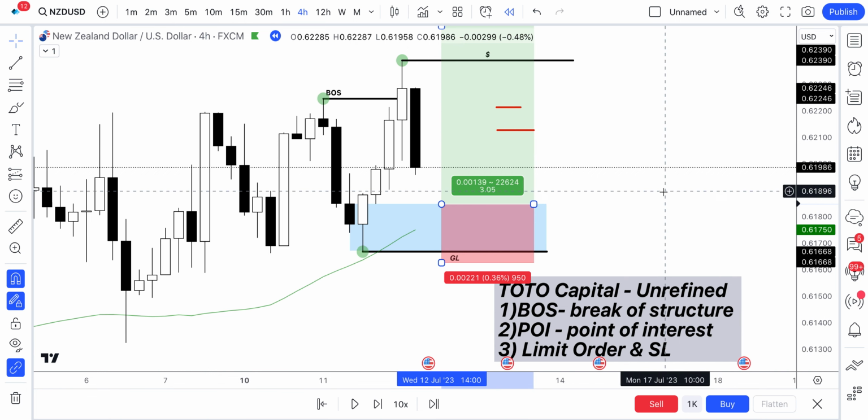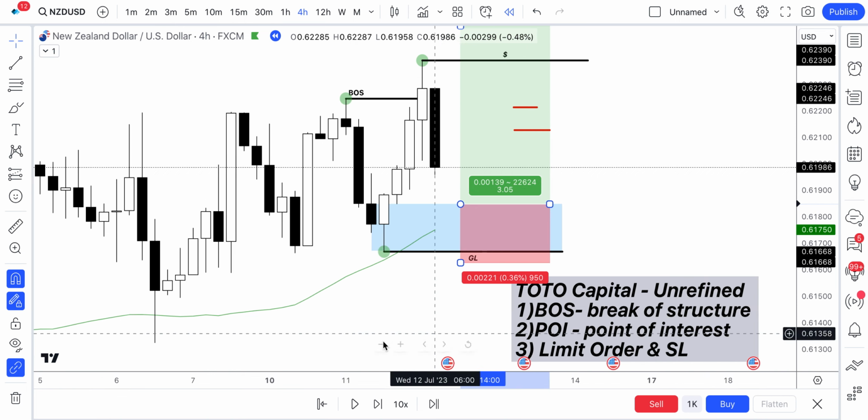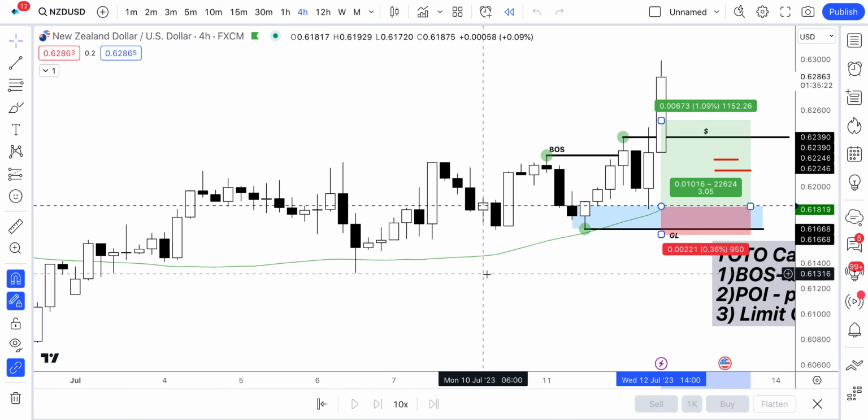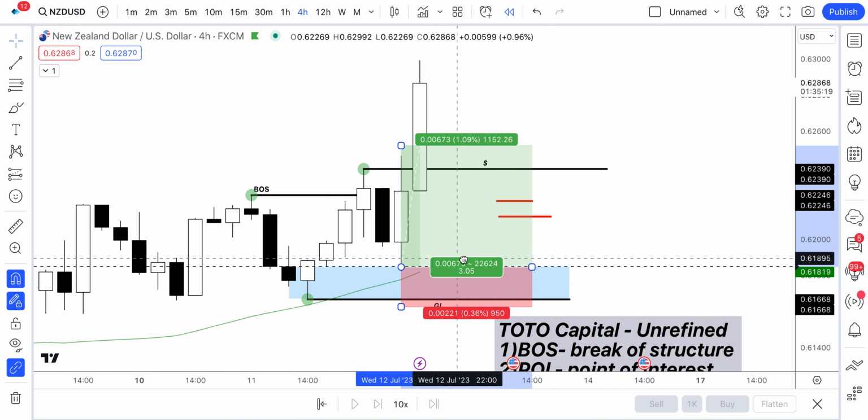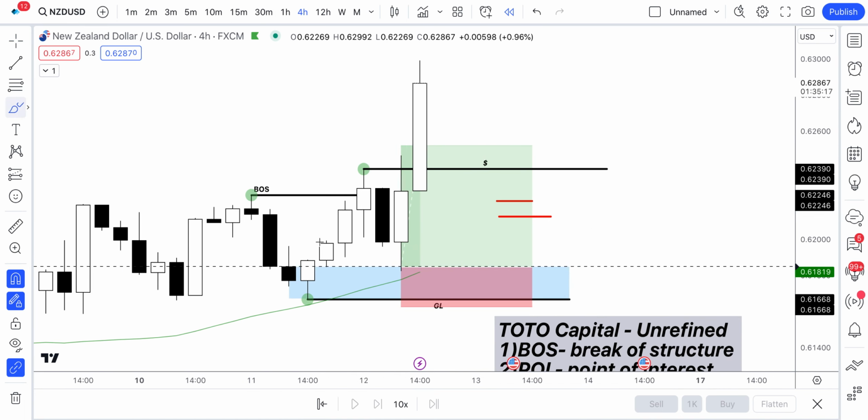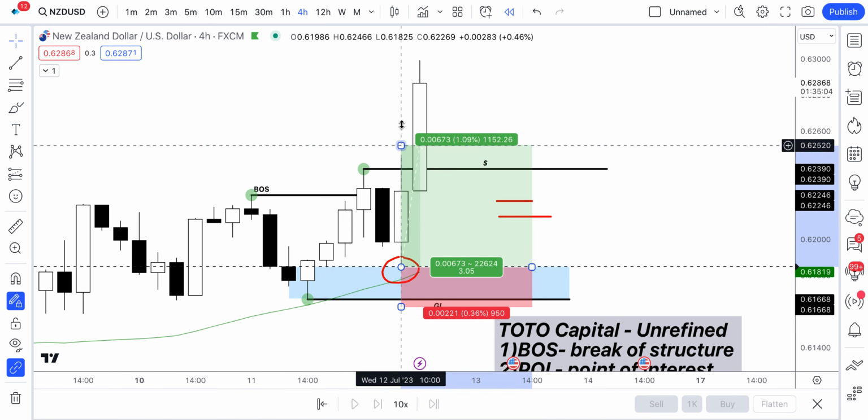Okay, so I was out actually on a walk with my dog. I was triggered in this trade. Okay, and you can see here we were literally triggered to the decimal. So you can see we're triggered in at 0.61850. That was my entry. We had barely any drawdown here, and price literally rocketed to the upside.